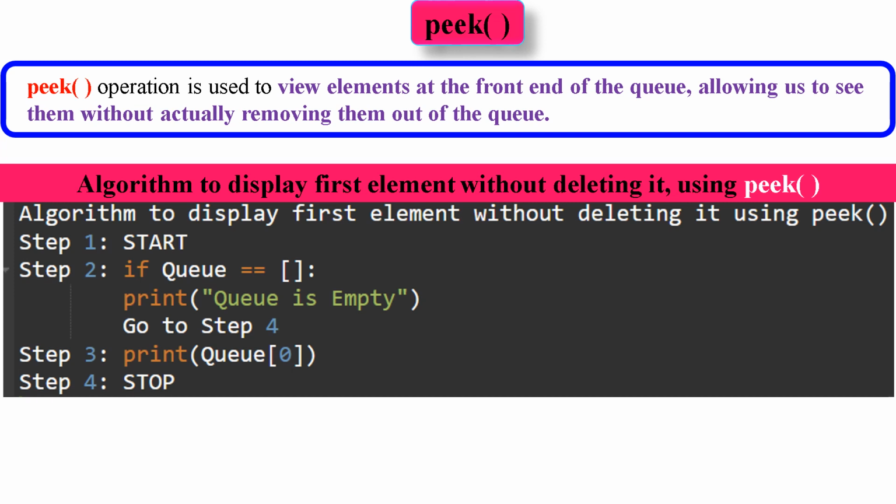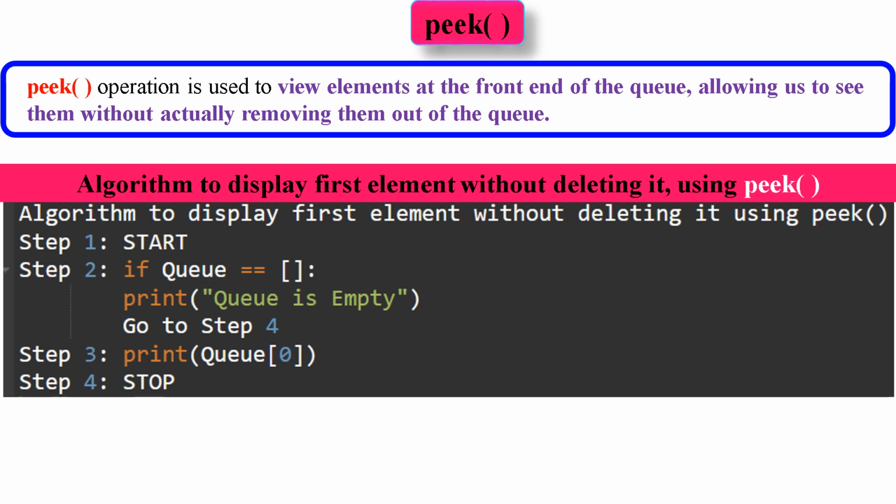If the queue is empty, this substep prints the message "queue is empty" to indicate that there are no elements in the queue. Substep B. Go to step 4. This substep directs the program to skip the next step, step 3, and proceed directly to step 4. Step 3. Print queue of 0.